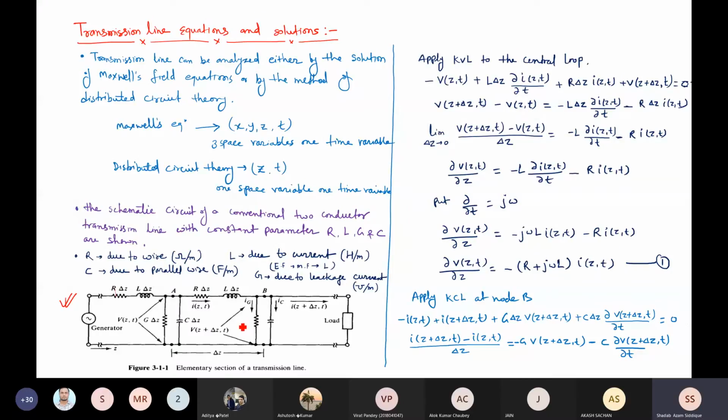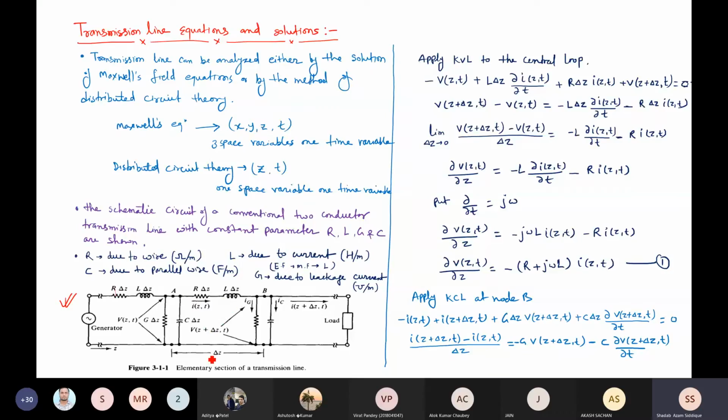Under some assumption, we just take a small delta Z element from A to B throughout this transmission line. In this delta Z element, we have a resistance, an inductance, a conductance, and a capacitance, and all these will be repeated. This hyphen means it is a continuous line. Here also it is a continuous line. So in this we have extracted this RLGC element.